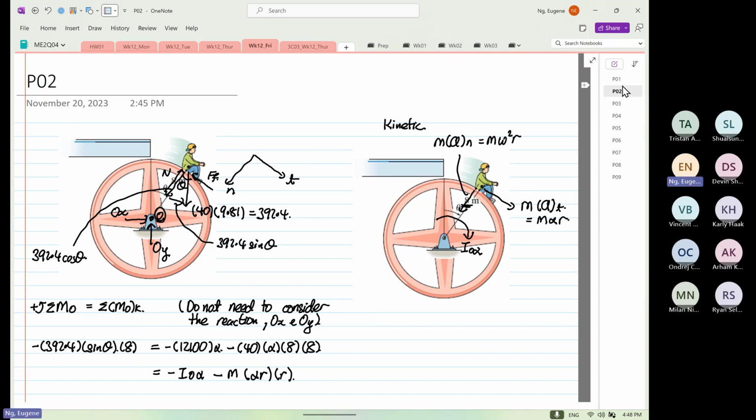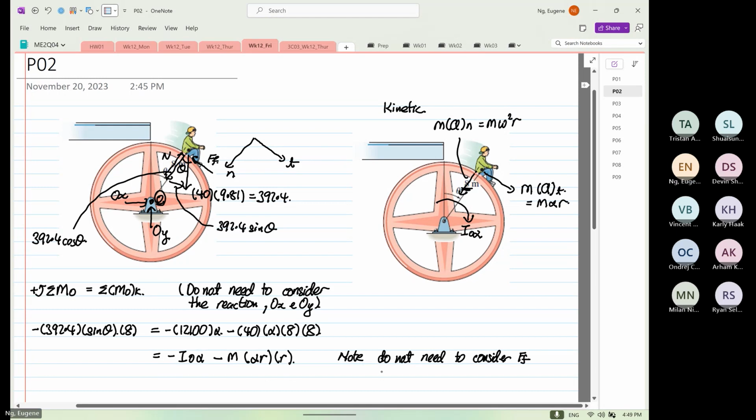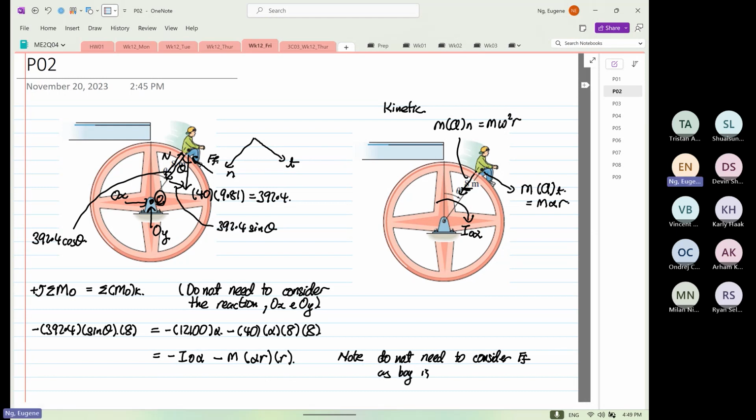So now we did not... Good observation. Okay? Note: we do not need to consider friction F, as the boy is not sliding off relative to the wheel. Okay, relative to the wheel.